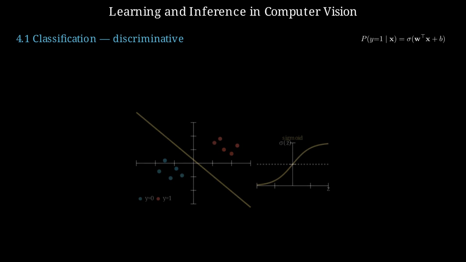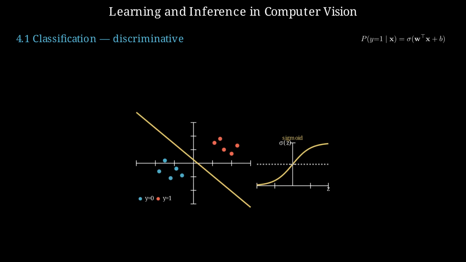Logistic regression is the canonical discriminative classifier. It parameterizes P of y equals 1 given x as the sigmoid of a linear score, W transpose x plus b. The sigmoid squashes the real line into 0, 1, guaranteeing a valid probability. Training maximizes the conditional log likelihood, equivalent to minimizing cross-entropy loss.